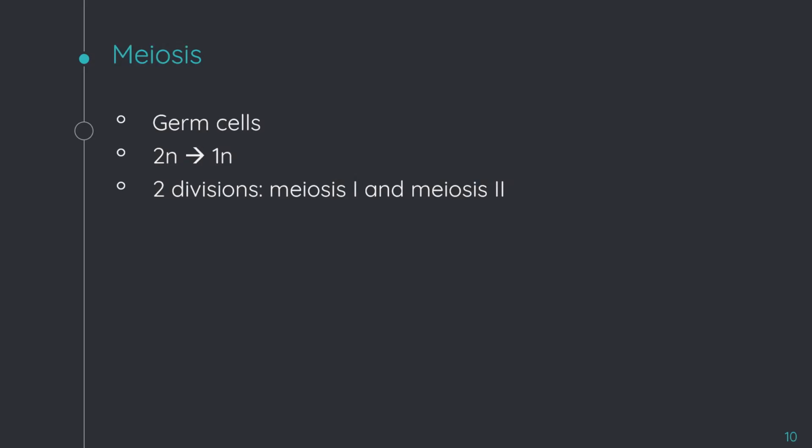Now that we've reviewed mitosis, let's go through meiosis, which occurs in gametes or germ cells, which are the egg and sperm. In meiosis, a diploid cell will divide twice to produce 4 haploid or monoploid or 1N cells. These two divisions are called meiosis I and meiosis II. Within both meiosis I and II, the same 6 stages will occur.